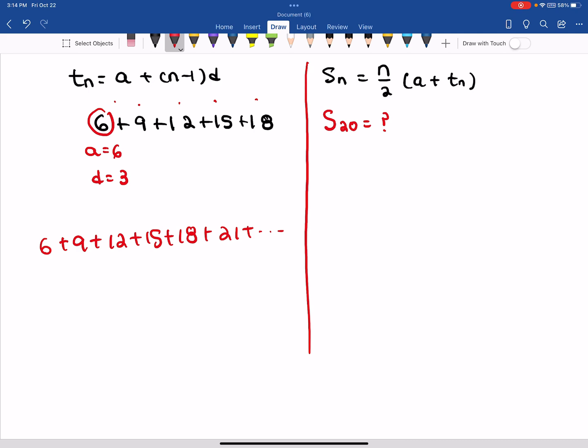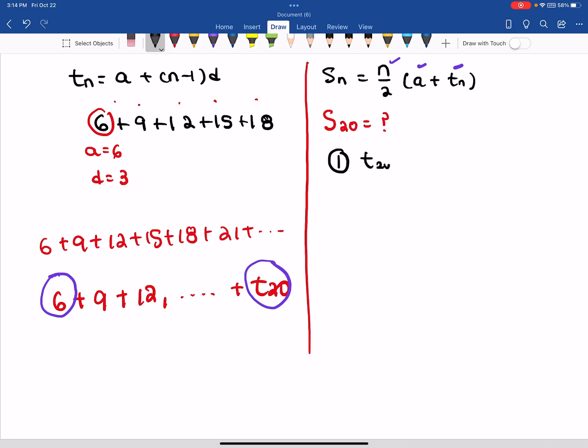So if you can figure out the 20th number, so there's T1, T2, T3, but if you can just find out that T20, the magic happens right there. Add the first and the last, and then multiply that by 20, and then divide that by 2, and I guess you're going to get the summation of all the numbers. So first up, we have to find T20. To get S20, you have to get T20.